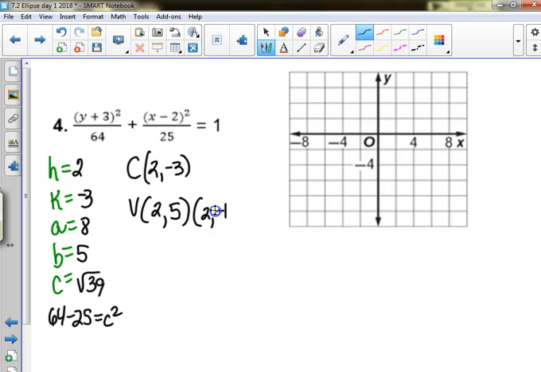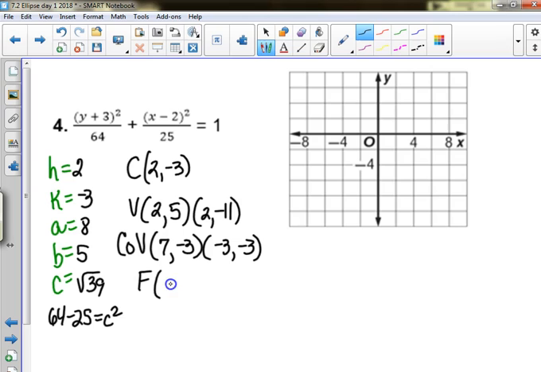-3 minus 8 would be -11. Somebody check me, please. And then it says h plus b, which would be 2 plus 5, h minus b, 2 minus 5. Keep the k. And then it says for foci, h stays, and it's k plus or minus c.